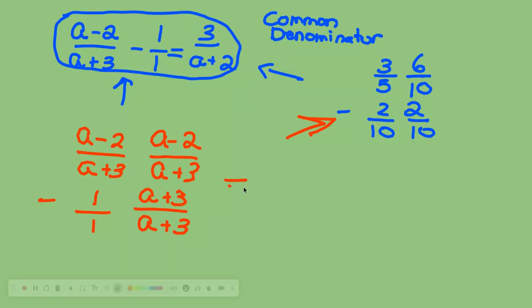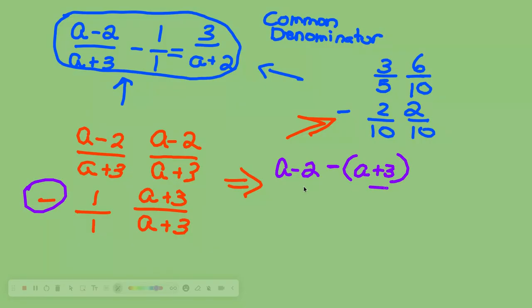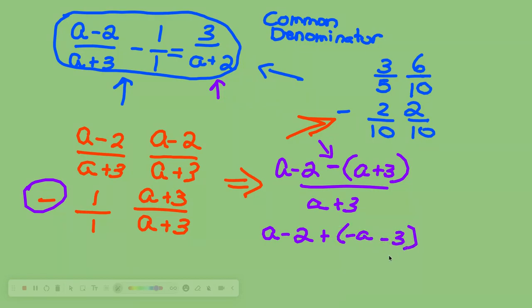So we're left with, maybe we'll change the color again, a minus 2, minus, because we're subtracting, there's the minus sign, in parentheses, a plus 3, all over a plus 3. And then we'll get to that part in a minute. So remember, when you have subtraction, you have to change it to plus. So this becomes a minus 2 plus, and you change all the other signs, negative a minus 3. And you could just get the plus out if you wanted to.